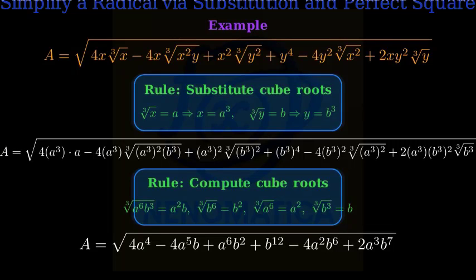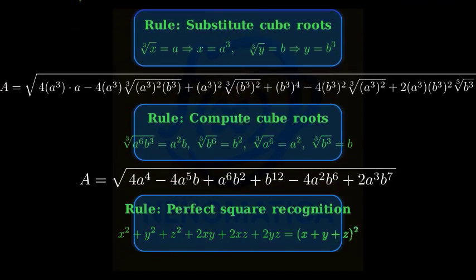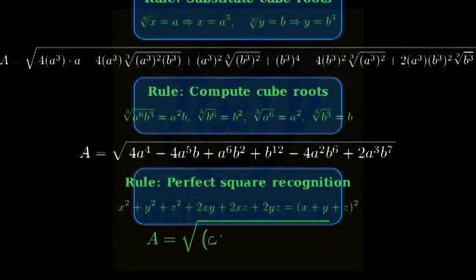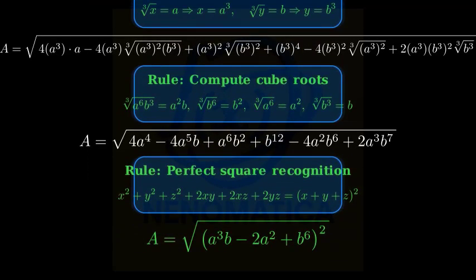Step 3. Recognize a perfect square pattern inside the radical. We will attempt to factor the inside as a single square. Indeed, the inside equals the square of a cubed b minus 2a squared plus b to the 6th.